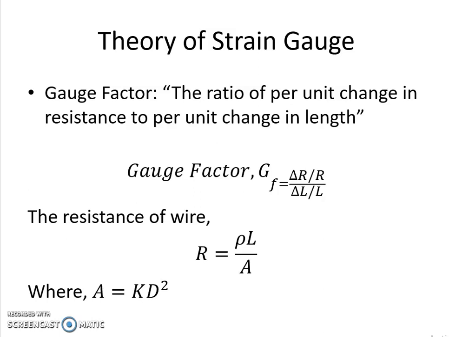Now let us see the theory, or principle, of the strain gauge. When a strain gauge is subjected to tension, that is positive strain, its length increases and its cross-sectional area decreases. And we know that since the resistance of a conductor is directly proportional to its length and inversely proportional to the area of cross-section, the resistance of the gauge increases with positive strain.